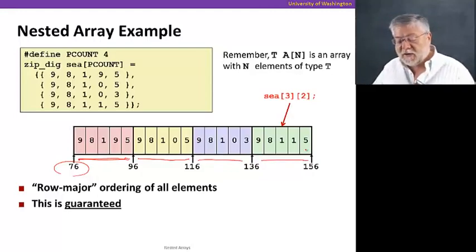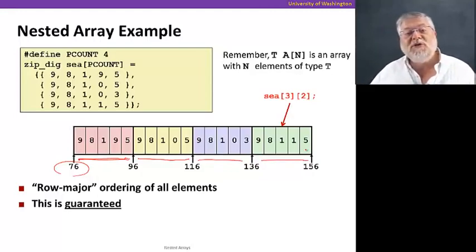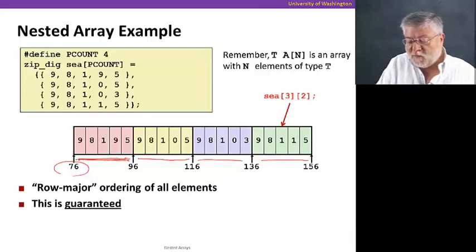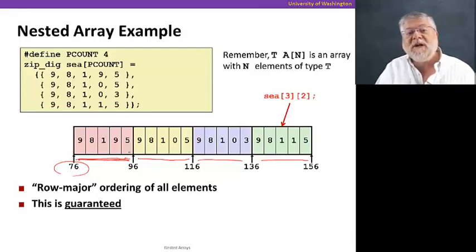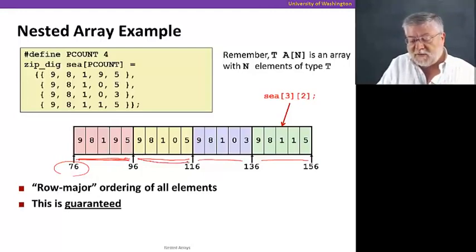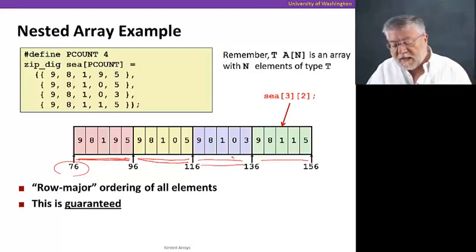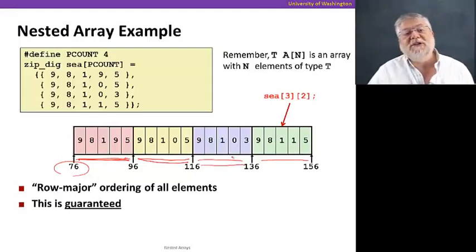And these are in what is called row major order. In other words, we've taken one row of the array and completely put that into memory one right after the other as if it was a one-dimensional array, and then follow that by the next row and all its 5 elements, and then the next row and its 5 elements, and so on. This is a guaranteed organization in memory. We can rely on this.